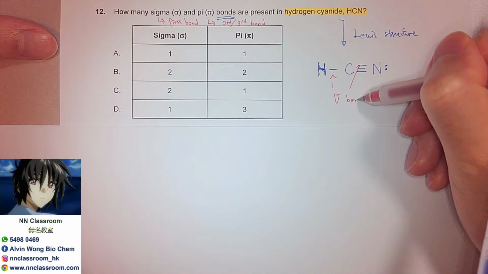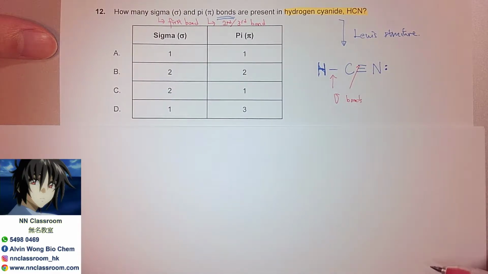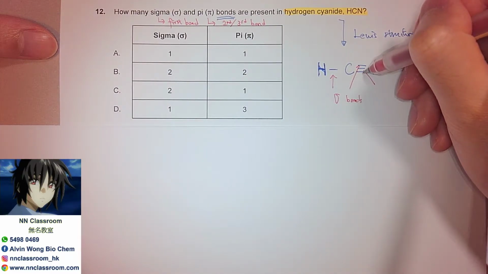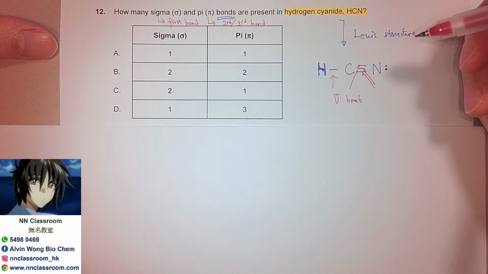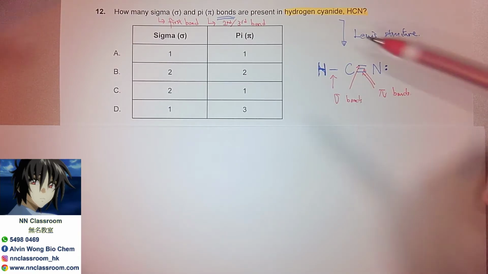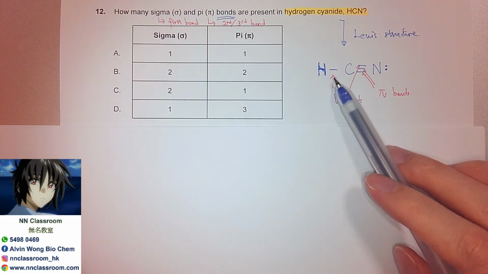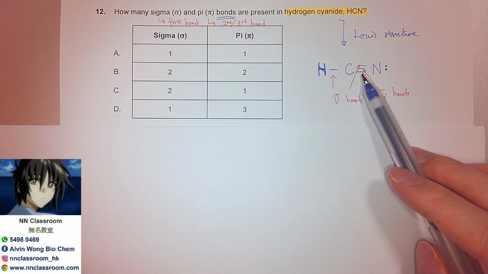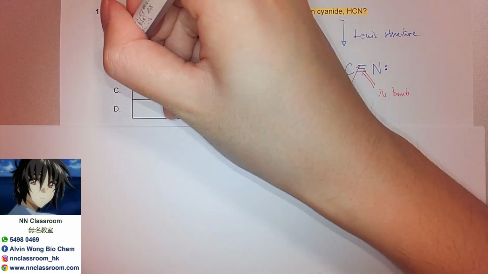So those are the sigma bonds, right? While the second and the third bond that I'm now pointing to are going to be pi fashion. So those are the pi bonds, right? So for this case, we have 2 sigma bonds and 2 pi bonds as well. So that's why the answer goes to B.